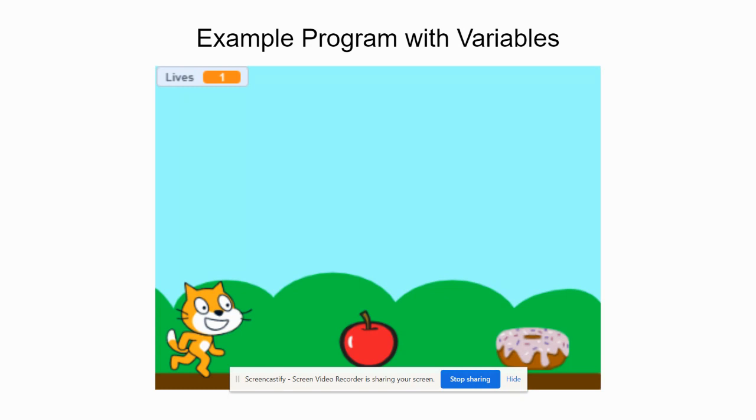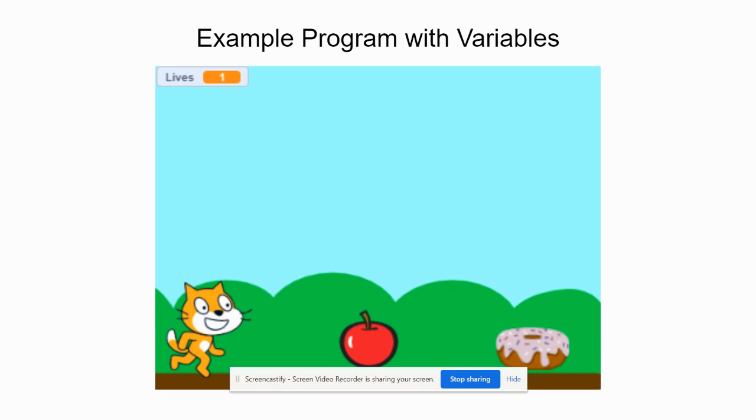So first, brainstorm a list of if-then statements. For example, if the cat touches an apple or donut, what might happen to the number of lives? If the lives equal a certain number, what might happen in the game? Pause here to brainstorm your ideas.